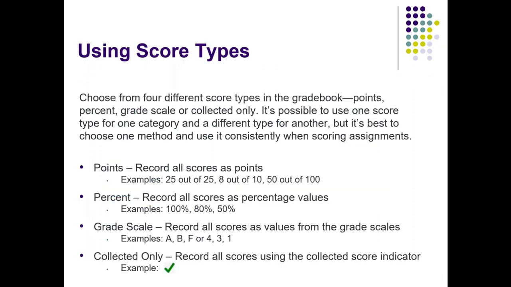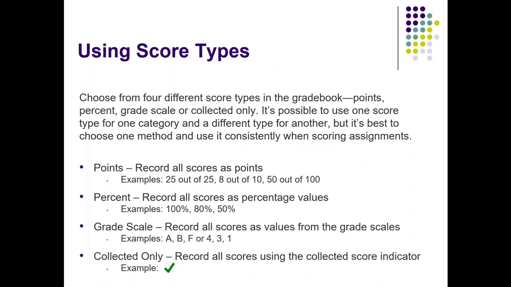Now again, the 4 different score types. So you can pick different ones, but it's good to stick to one for a specific category and be consistent that way you're consistent when scoring assignments. So the points records all scores as points. And as you can see the examples here, it'll give you a 25 out of 25, an 8 out of 10, and so on and so forth.